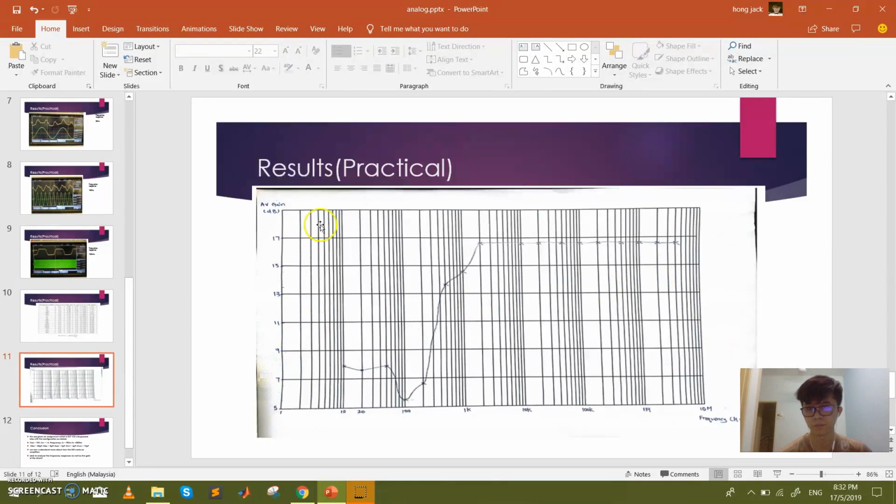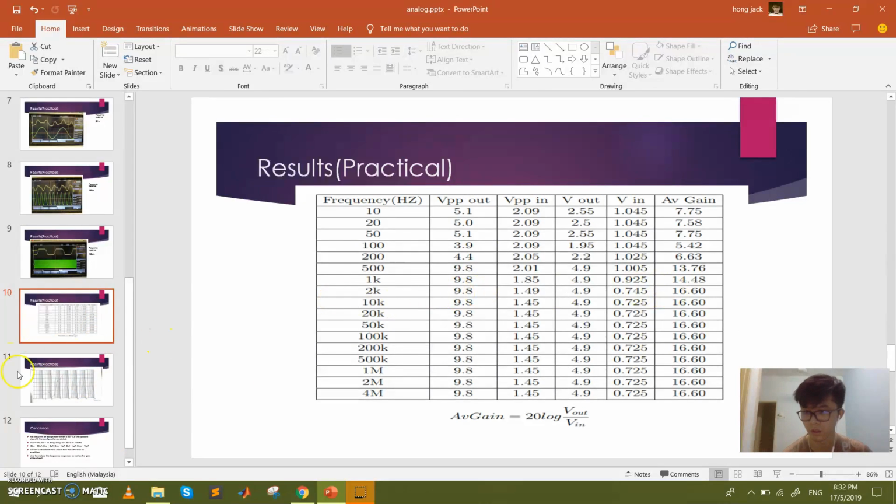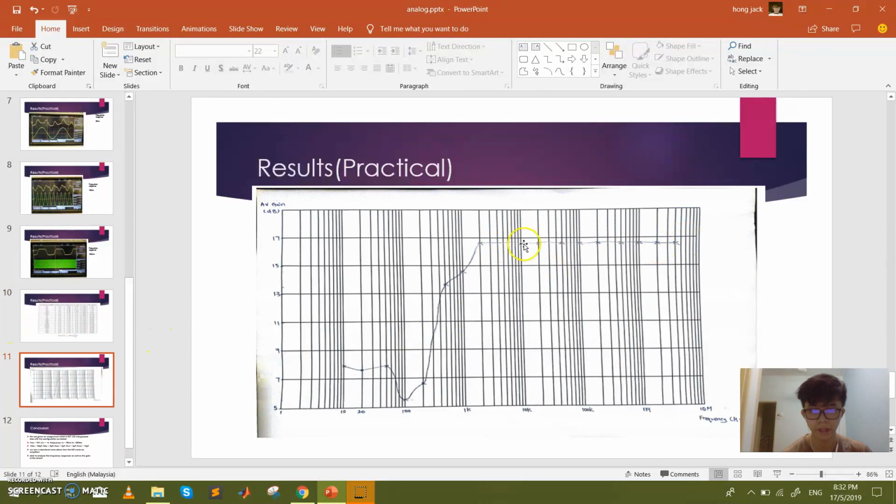As you can see, this is the practical result for our Bode plot. It started here, and then it dropped at 100 Hertz, and then it increases drastically, and it maintained from 2 kilohertz until the end, 4 megahertz.